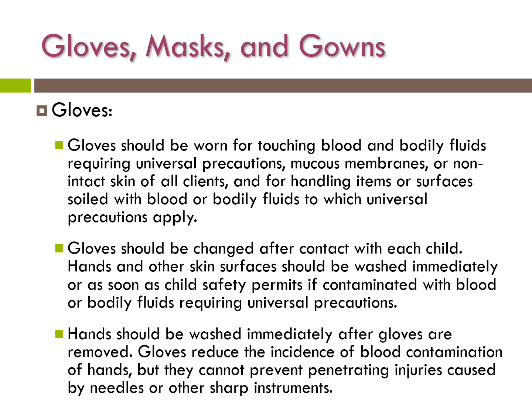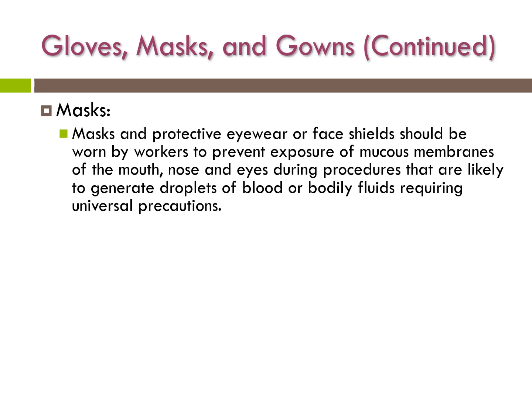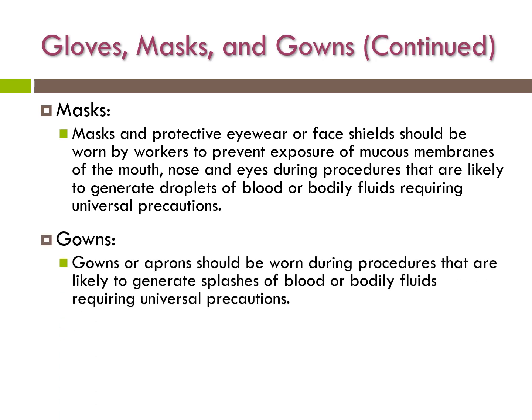Gloves reduce the incidence of blood contamination of hands, but they cannot prevent penetrating injuries caused by needles or other sharp instruments. Masks and protective eyewear or face shields should be worn by workers to prevent exposure of mucous membranes of the mouth, nose, and eyes during procedures that are likely to generate droplets of blood or bodily fluids requiring universal precautions. Gowns or aprons should be worn during procedures that are likely to generate splashes of blood or bodily fluids requiring universal precautions.